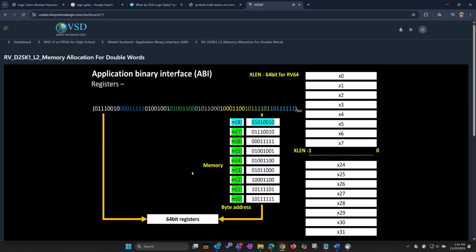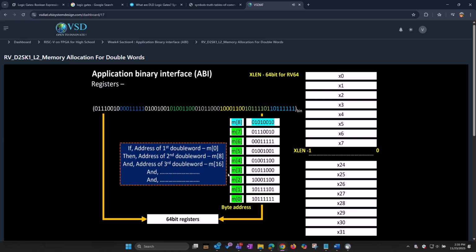Now, if you look into the addressing, for example, M of 0 will hold 1 byte, M of 1 will hold 1 byte, M of 2 will hold another byte, and so on. So the address of one single double word, the address of this entire double word, will be M of 0. The address of the next double word that will be loaded will be M of 8, and so on. So it's a multiple of 8. Let's try to conclude something. If the address of the first double word is M of 0, then the address of the next double word is M of 8, the address of the third double word is M of 16, and so on.